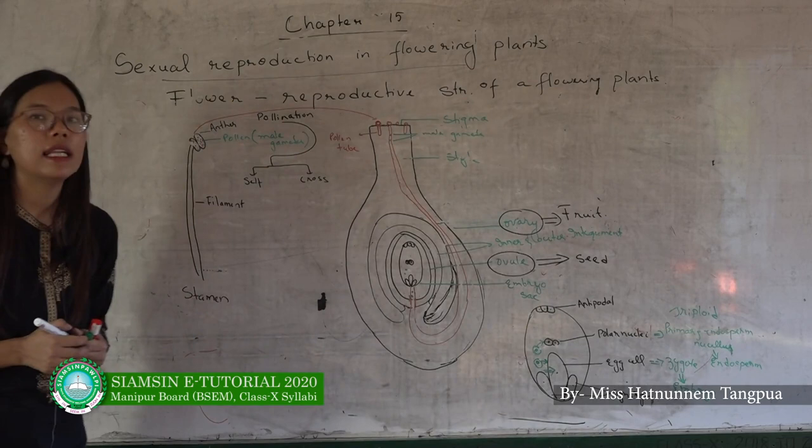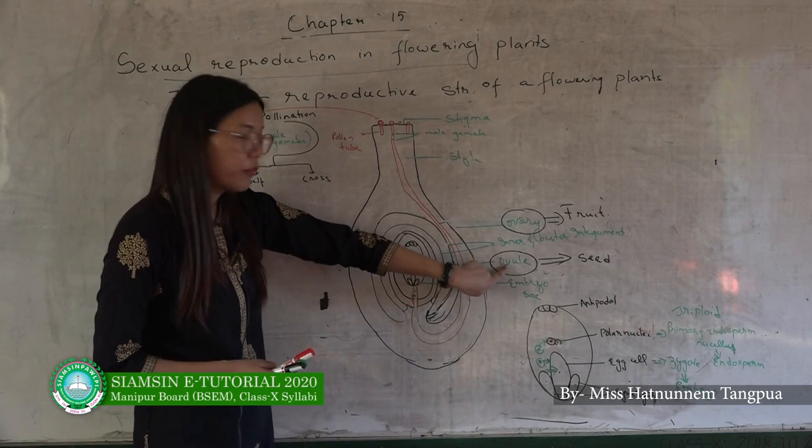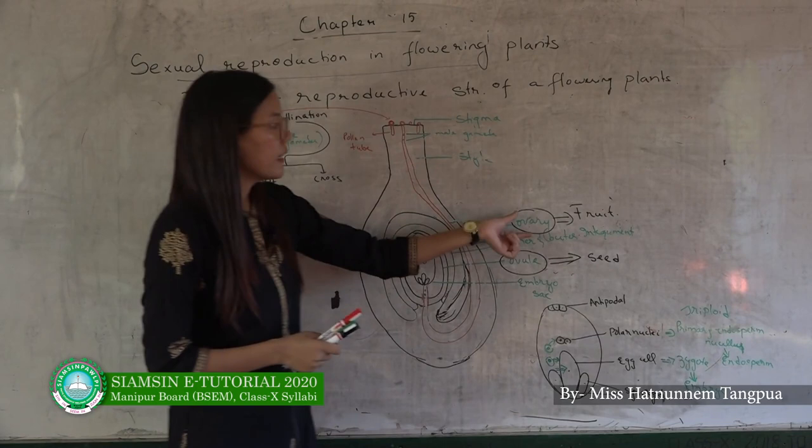For example, take an apple. The seed is the matured ovule, and the fleshy part that we eat is the matured ovary, which is the fruit.